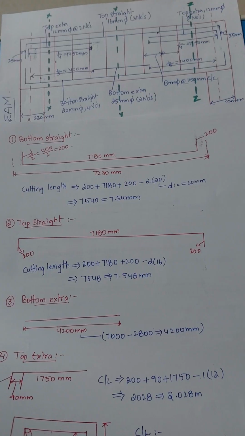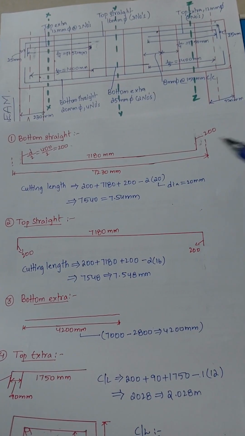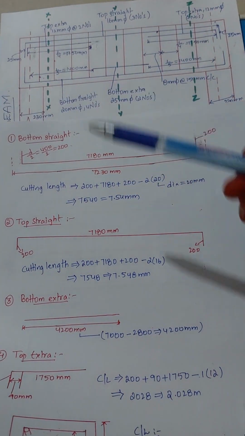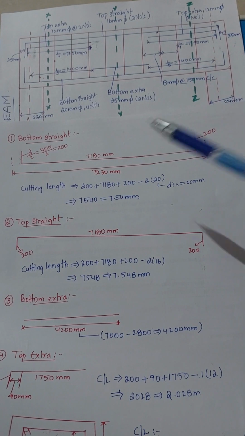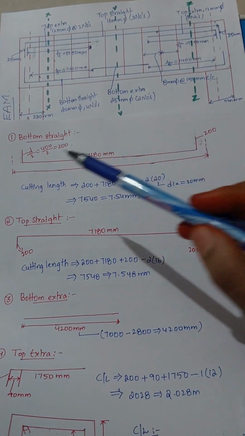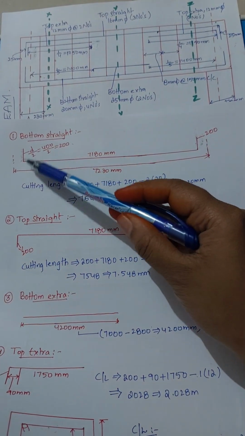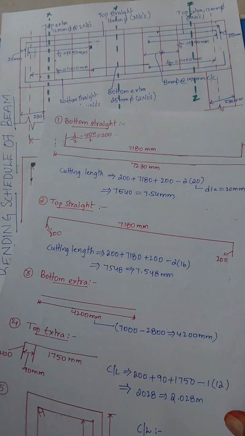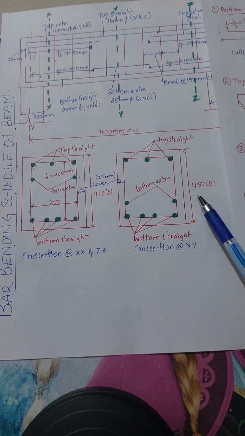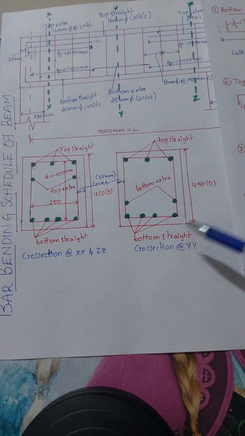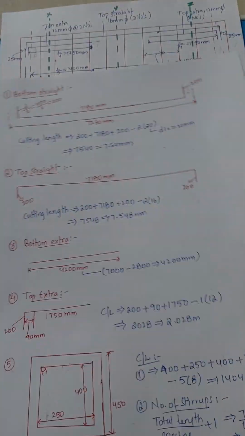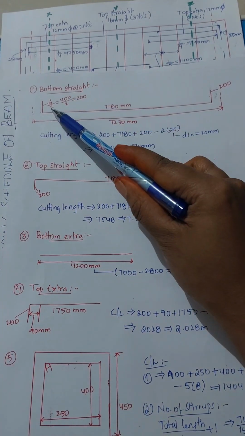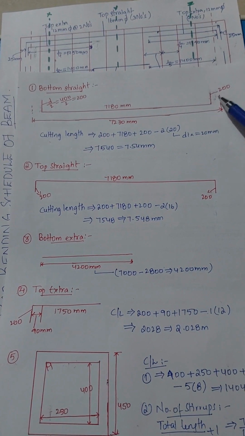So firstly now we will calculate for bottom straight. So here you can see the bottom straight, in this way it was there. So we will take that bottom straight as here. So we will calculate the bottom straight cutting length. So this would be the d by 2. Here d is 400 mm. It is 450 mm now, so we will remove clear cover at both sides, then the depth will be 400 mm. So d by 2, 400 by 2 is 200, so this will be 200, and here also it will be 200.